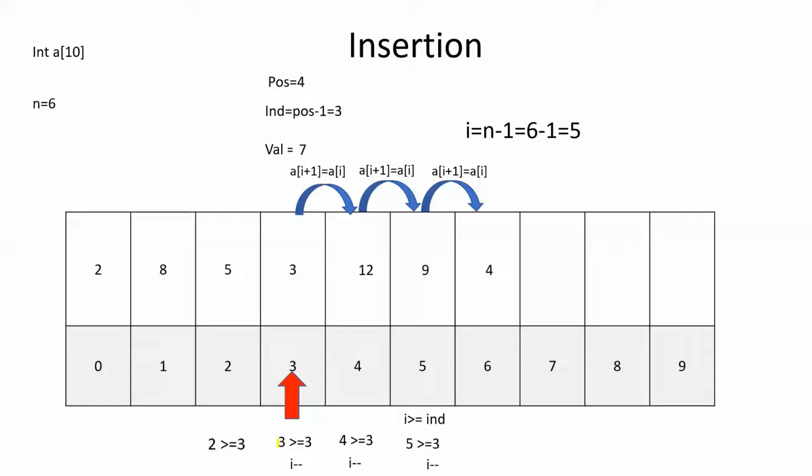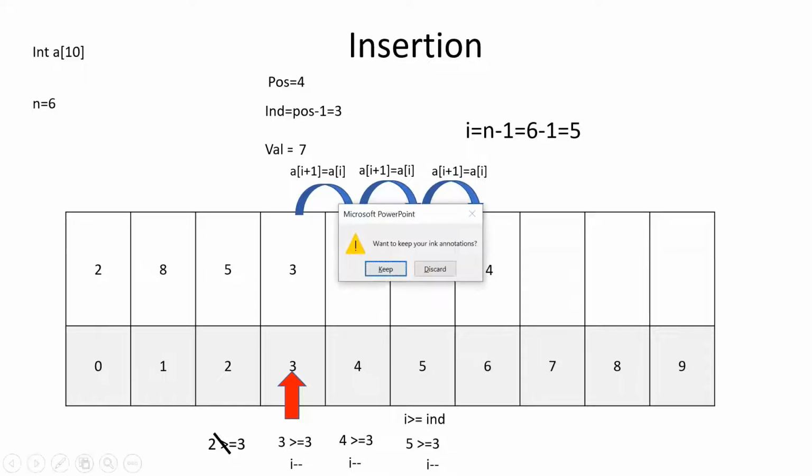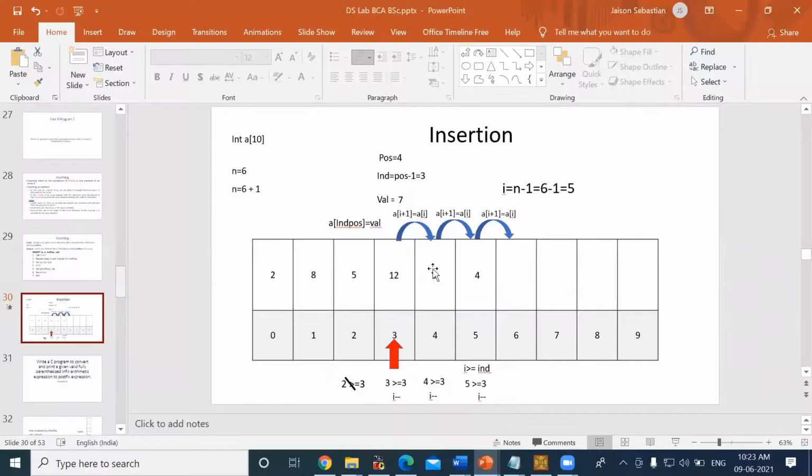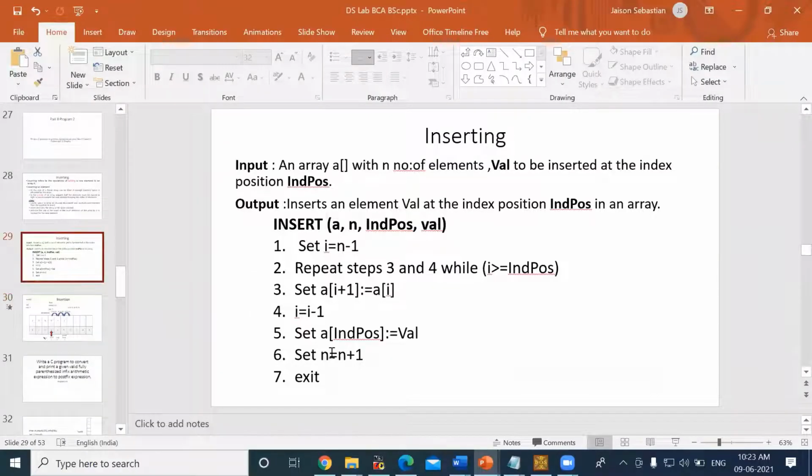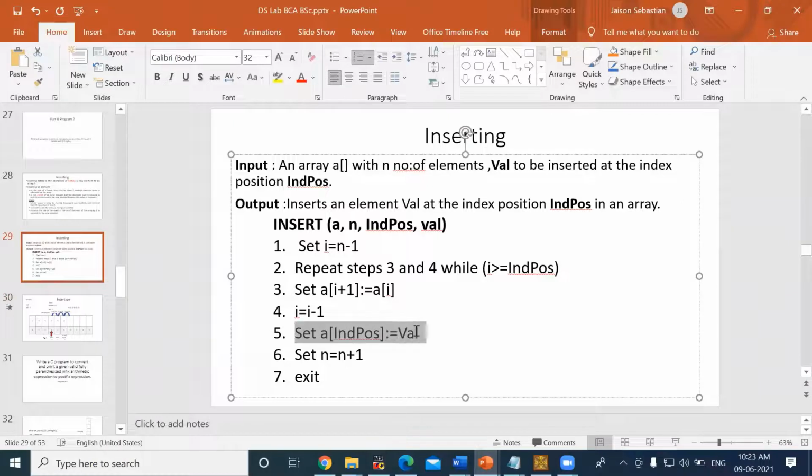So again we check whether 2 is greater than or equal to 3. You know that 2 is not greater than and not equal to 3, right? So in the algorithm I had given, if this condition is not satisfied, we have to come out of the while loop. After that, only one line is to be executed: we move to step 5, in which we assign the value.